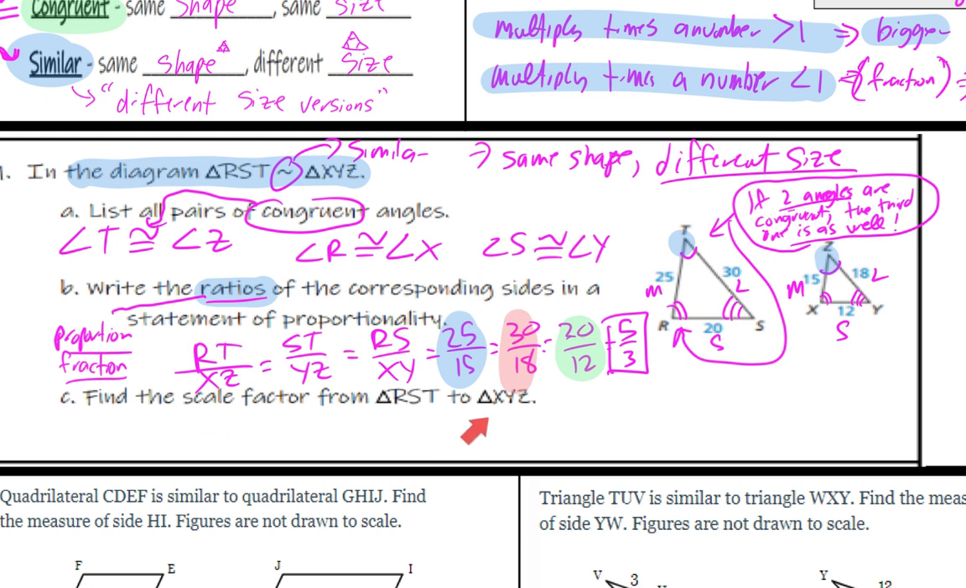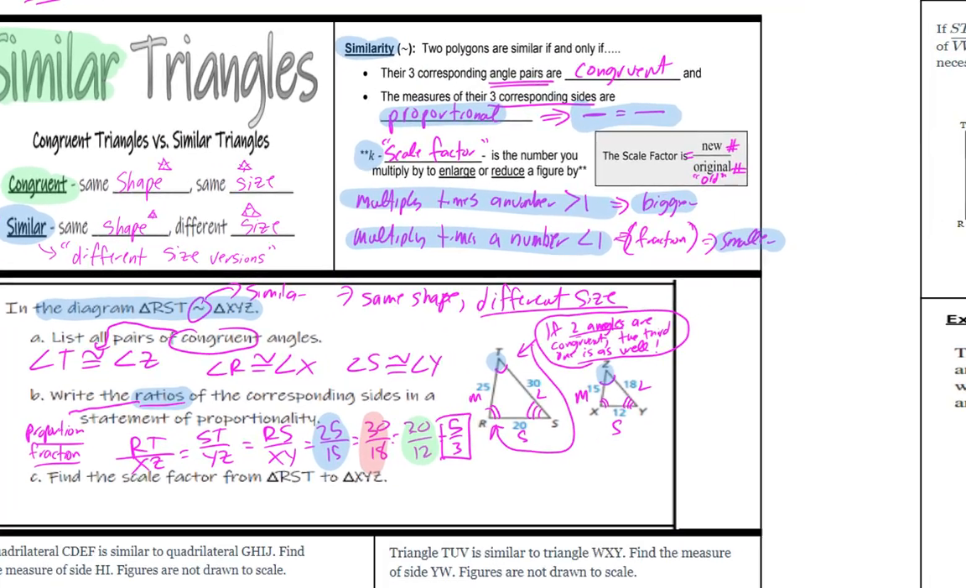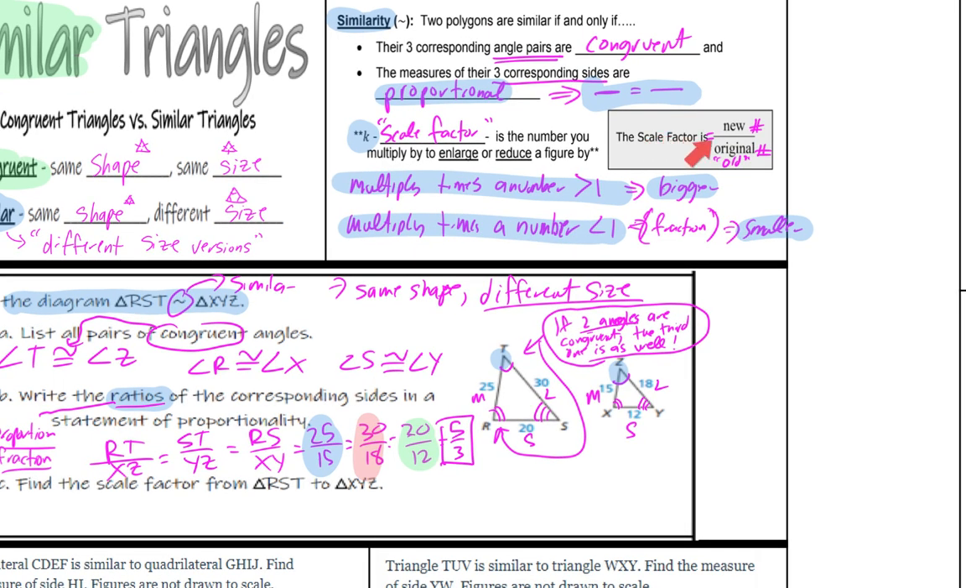So find the scale factor. The scale factor is calculated by the new over the original, or new over old. Okay, so let's think about this. So we said scale factor, so the K value is the new over old, because I think it's easier to remember that way. New over old. So which one's the new one?